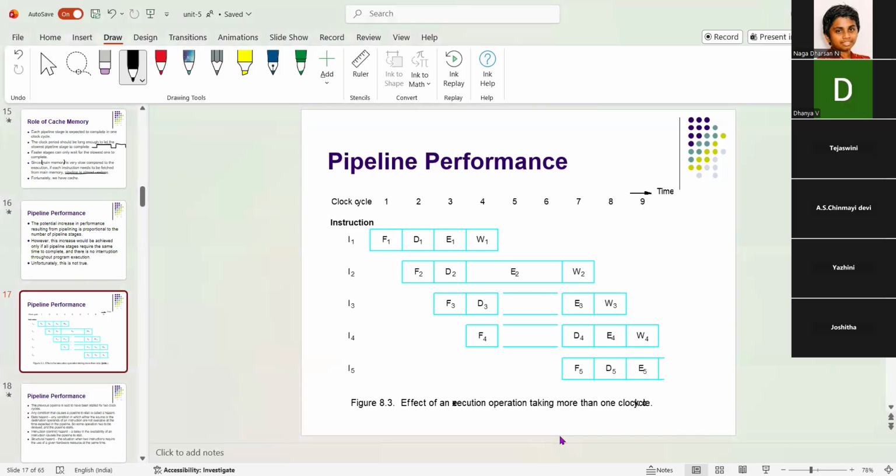Okay, so I'll just tell that. So basically, what did I tell? So pipelining is actually two different instructions happening at the same time.